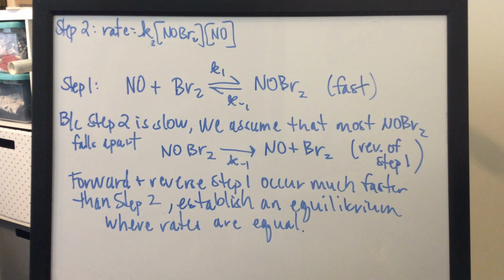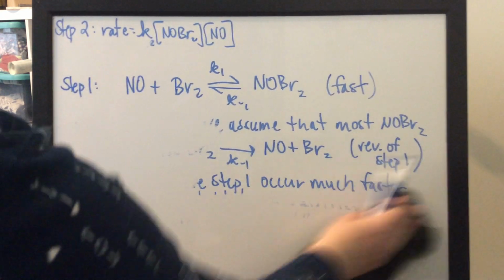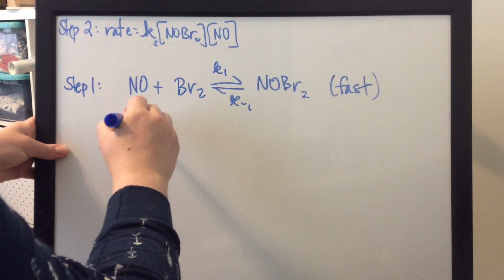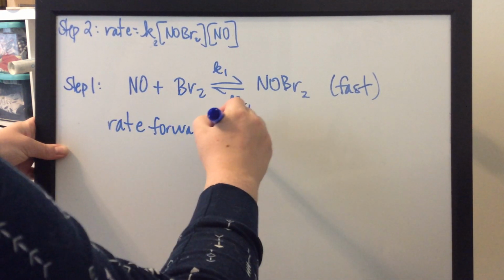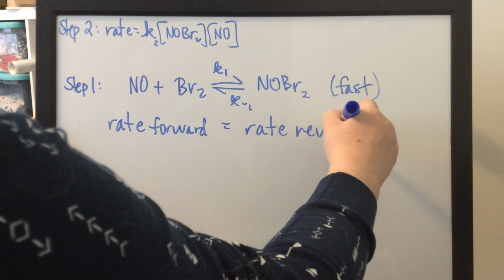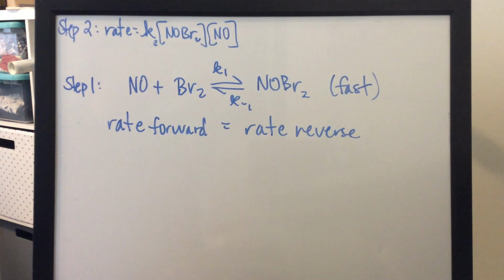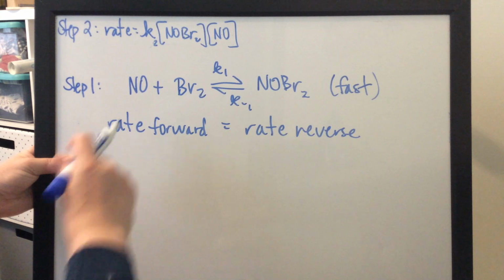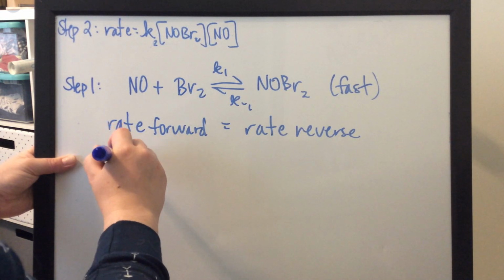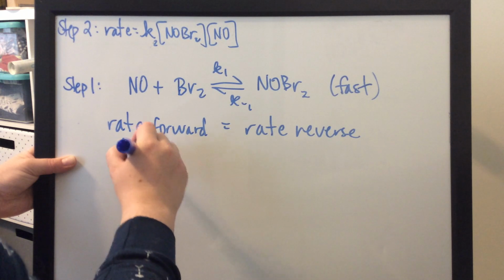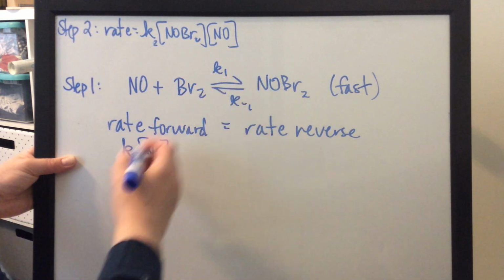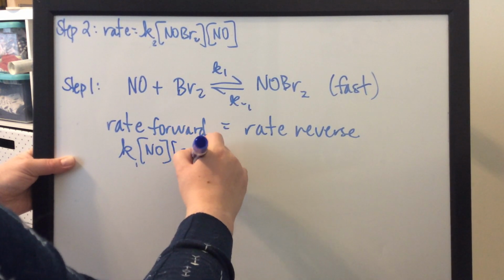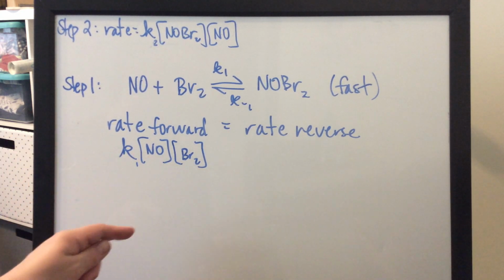So, I'm going to erase this, but I still want to leave our reaction up here. Okay, so the rate of the forward is going to be equal to the rate of the reverse. Now, keep in mind, this is an elementary reaction, so I could write the rate law of the forward reaction using just the stoich. It would look like this. It would be K1, sorry, because it's the forward, K1 times the concentration of NO and the concentration of Br2. See, that's the rate of the forward reaction, okay?